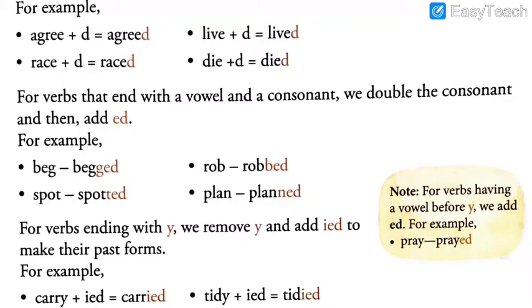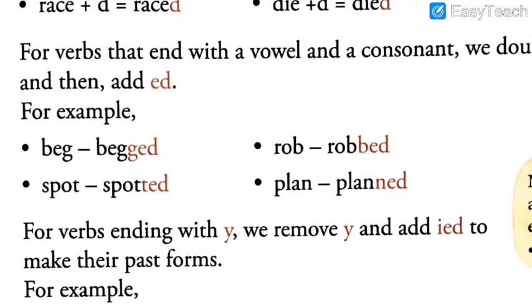ed. So for any verb, if it ends with a vowel and a consonant, that means the word should have a vowel and consonant both at the end, then what do we have to do? Then we have to just double the last consonant alphabet and then add ed. Now examples are given, not to worry.